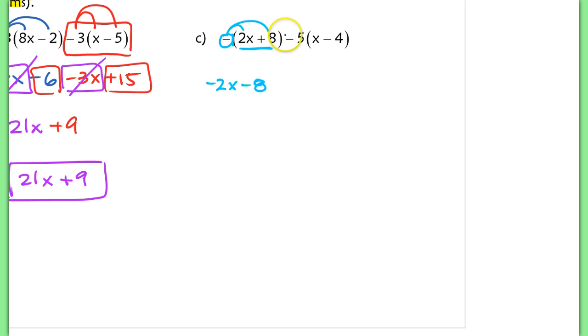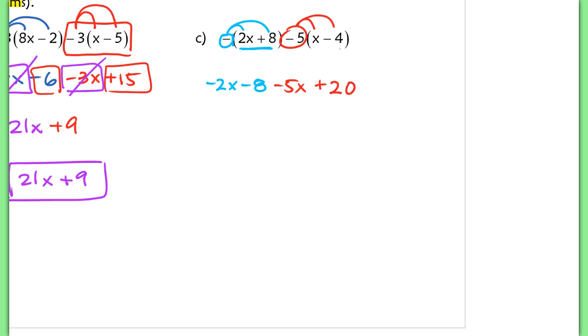Alright, the next set of parentheses, I'm going to do negative 5 times x and negative 5 times negative 4. Negative 5 times x leaves me with negative 5x, and negative 5 times negative 4, again, be careful with your sign here because now it changes to positive, so I write that as plus 20.